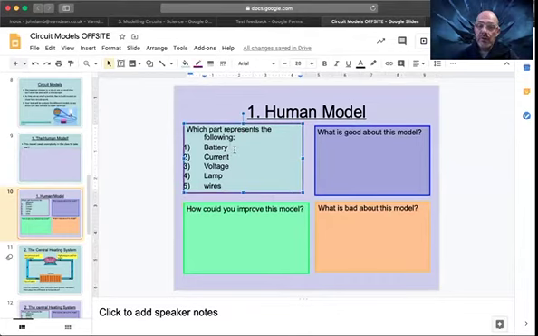What you do when you go through these slides is you just write your answers on here and you talk about what was good. Did it represent a current in a circuit at all? What's really a bit rubbish about it? It's a very basic model, and how could you make it better?